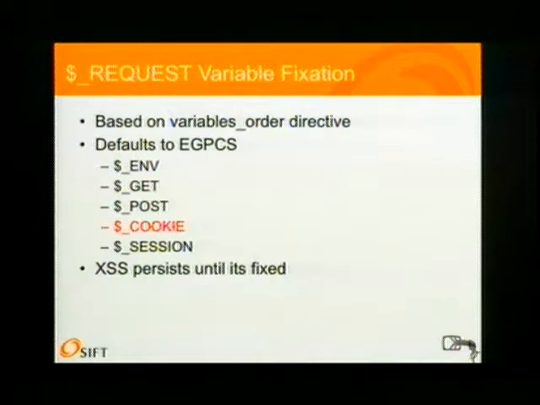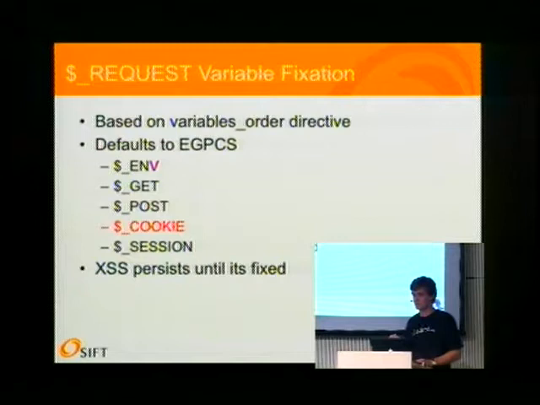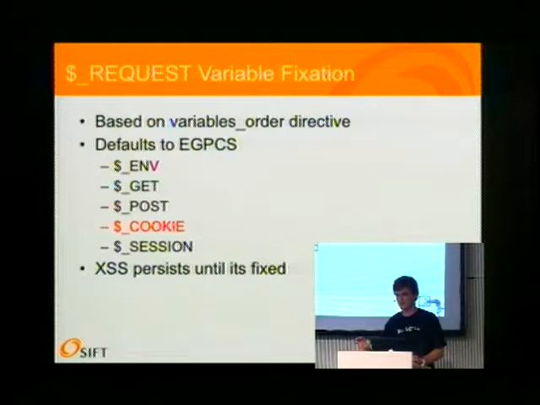So, in PHP, there's an interesting array called the request array. It actually gets used an awful lot in applications, surprisingly, because you don't actually know where the input's coming from. This array is created based on the variables_order directive, which first puts the environment variables in there, then the data you get from GET, data you get from POST, data you get from cookie, data you get from session.